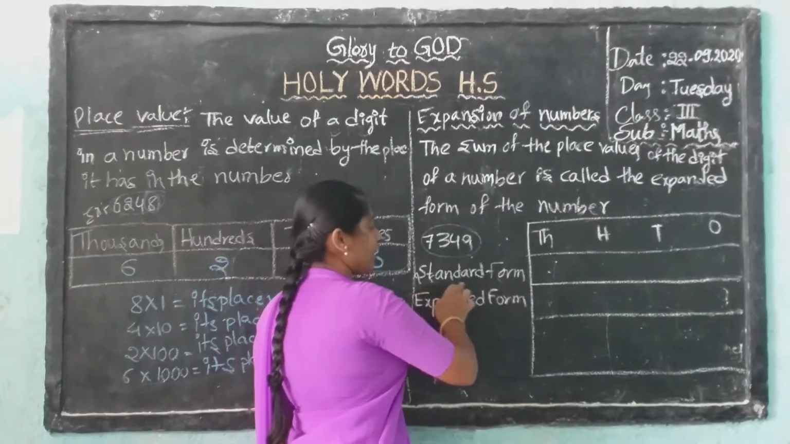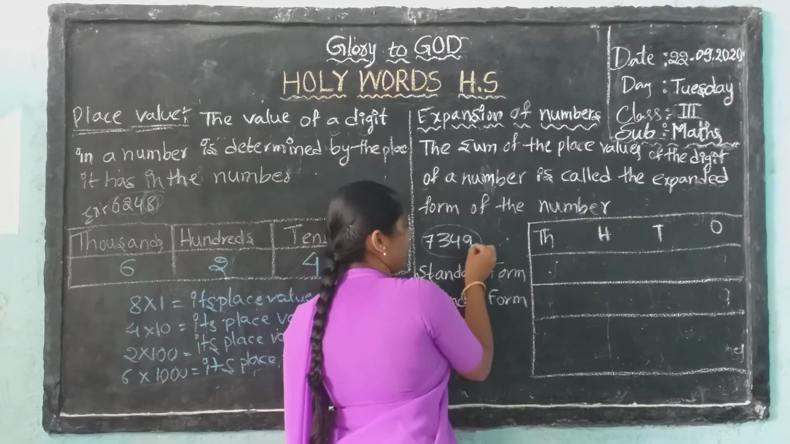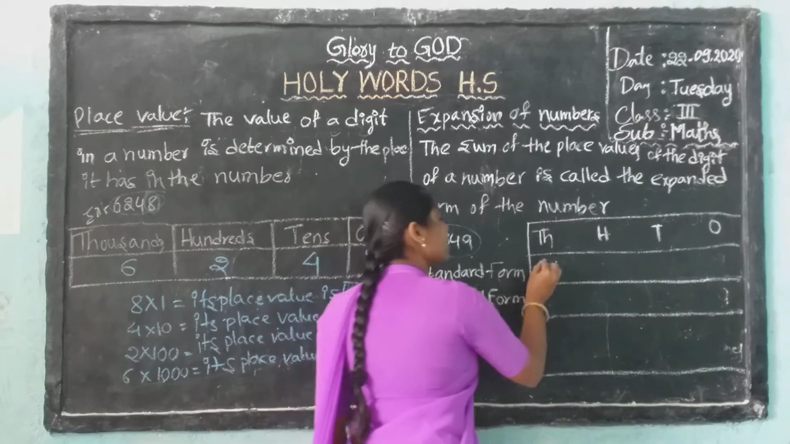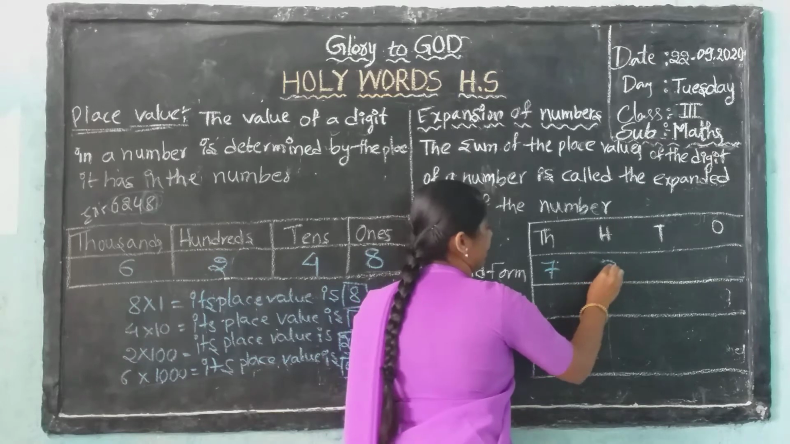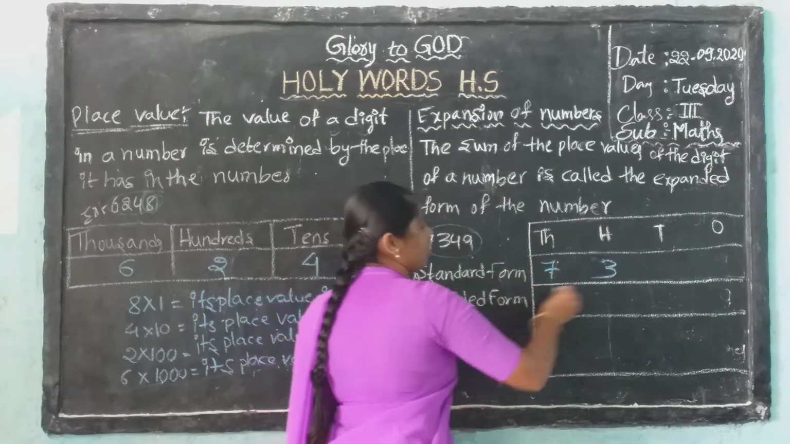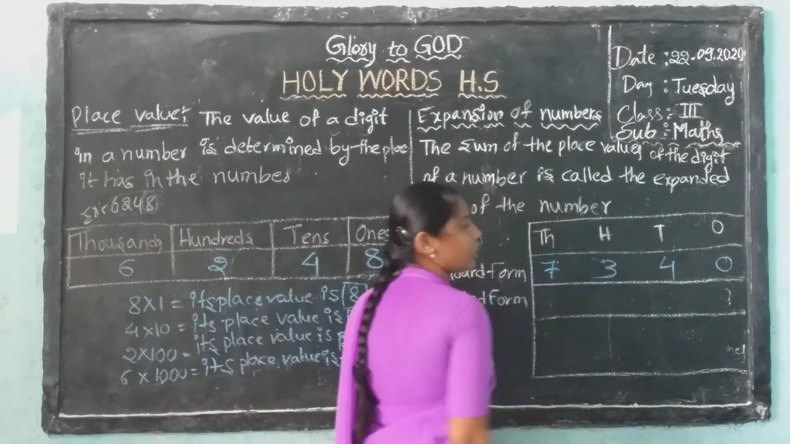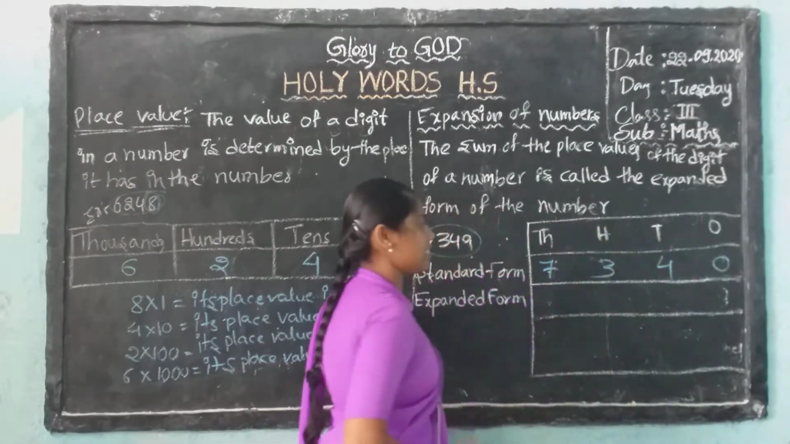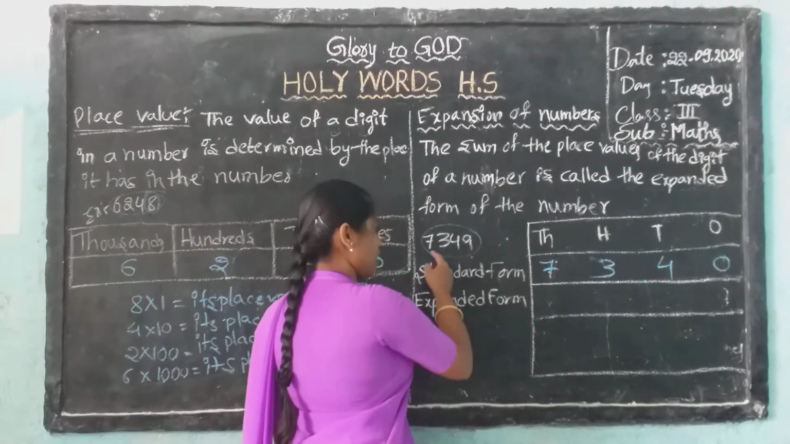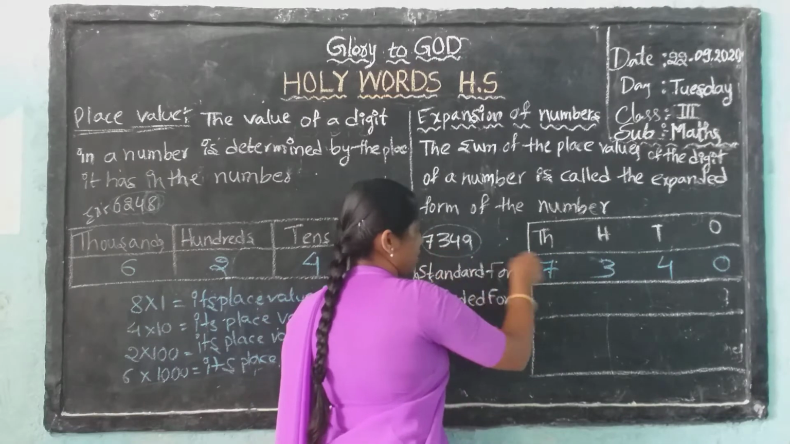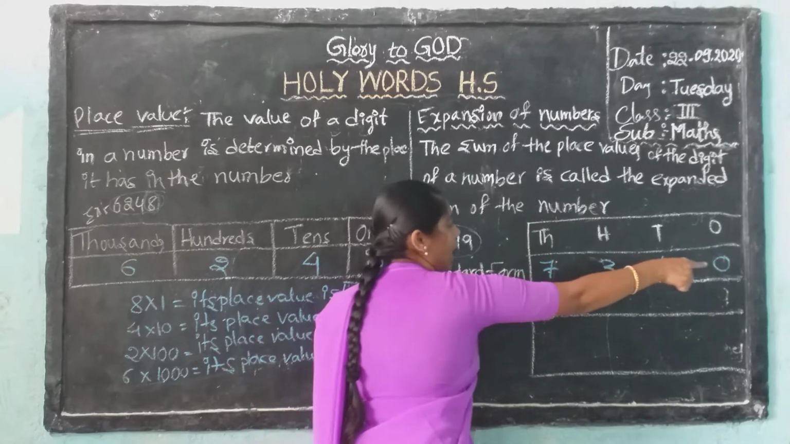First we can write the standard form. 7349. Which place is 7 in? Thousands place. 3 is in the hundreds place, 4 in the tens place, and 9 in the ones place. O is denoted as ones, T as tens, H as hundreds, and TH as thousands. This is the standard form.